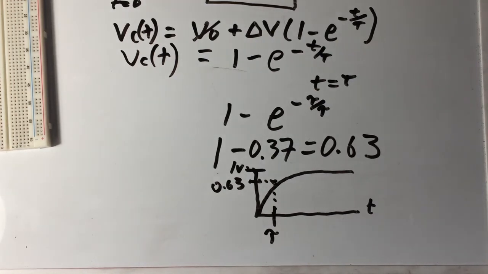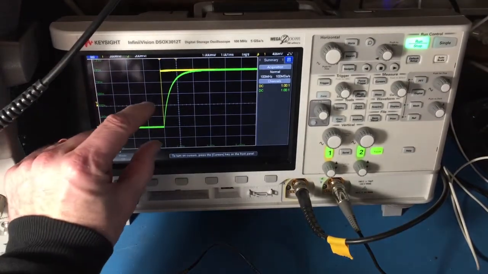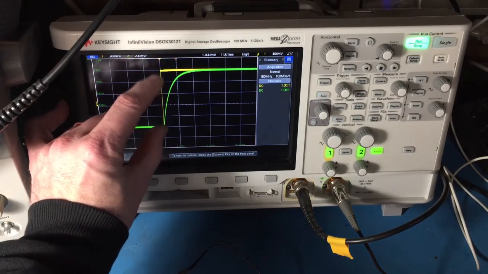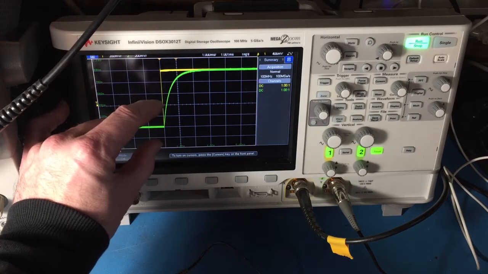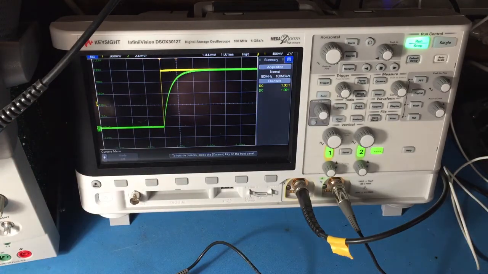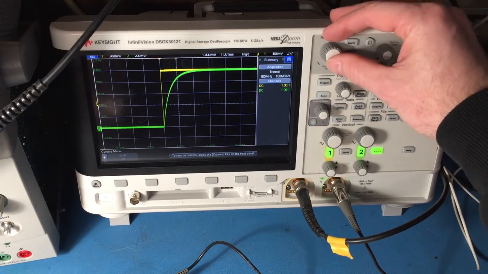Now, how can we use that? Well, if we look at the oscilloscope here really quickly, if we can figure out by measuring on the oscilloscope when we've gone 63% of our displacement voltage, or 0.63, then we could measure the time it took to get there. And with these modern oscilloscopes, there's a nice way to do that, so we don't need to use rulers anymore. We could use something called the cursors.